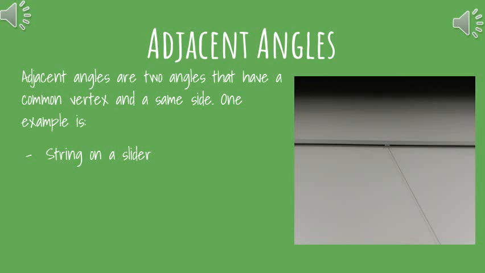Adjacent angles are two angles that have a common vertex and a same side. One example is string on a slider. Go to the next slide.